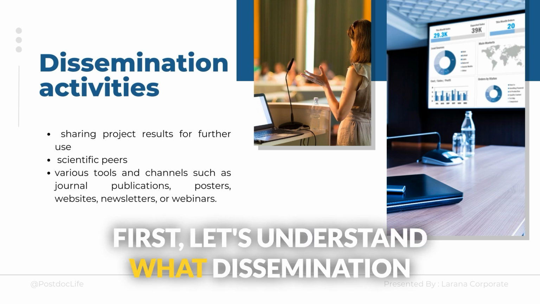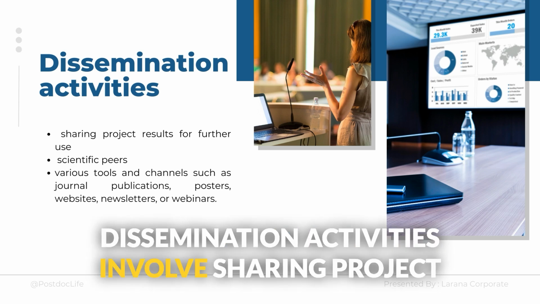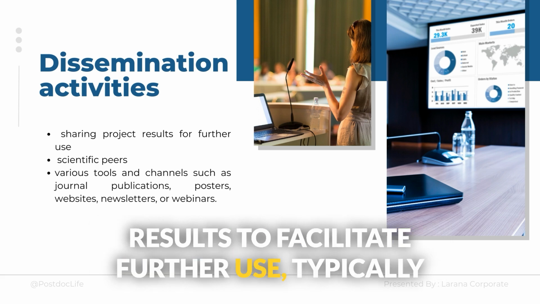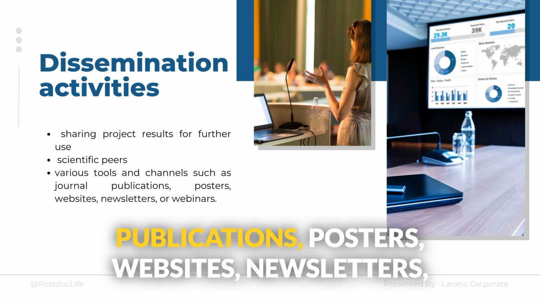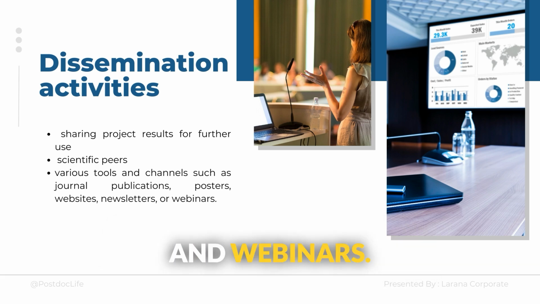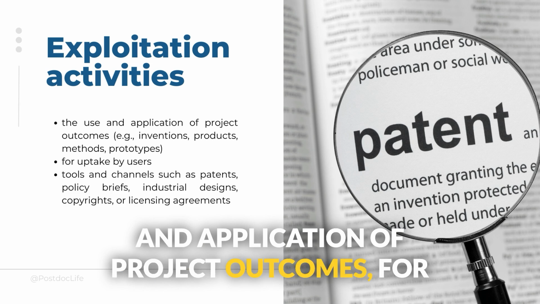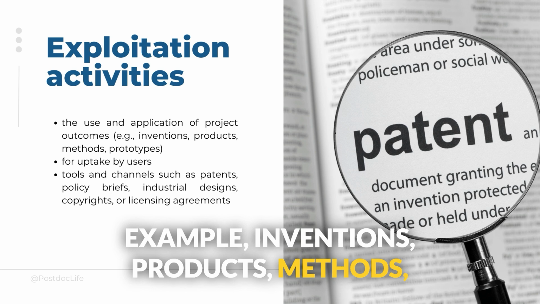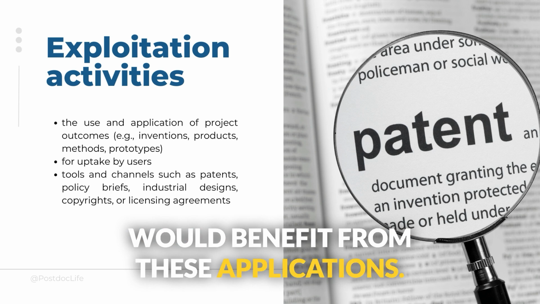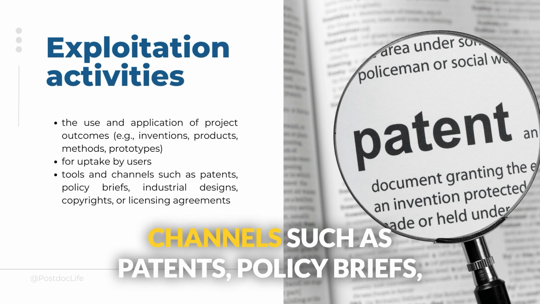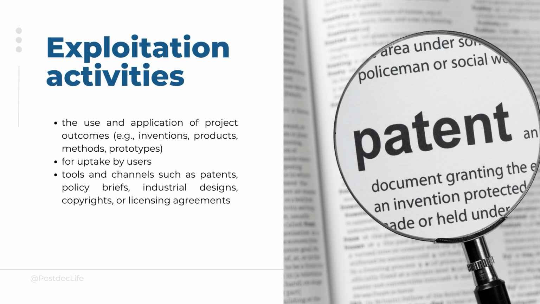First, let's understand what dissemination means in the context of MSCA PF. Dissemination activities involve sharing project results to facilitate further use, typically by scientific peers, through various tools and channels such as journal publications, posters, websites, newsletters, and webinars. Exploitation activities include the use and application of project outcomes, for example, inventions, products, methods, prototypes, to enhance uptake by users who would benefit from these applications. This is often achieved through tools and channels such as patents, policy briefs, industrial designs, copyrights, and licensing agreements.